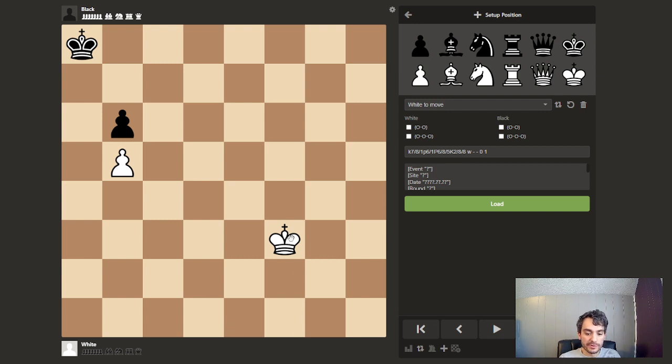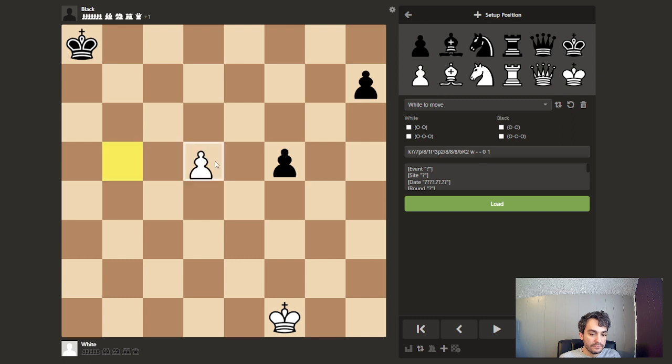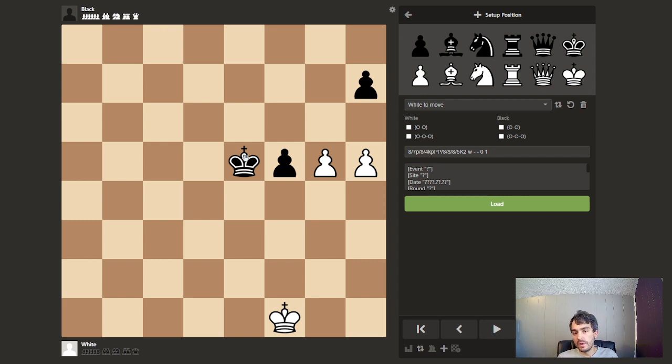So let's set up position number 7. Okay, and this is white to move, and white seems to be in a bit of trouble here because black is much closer to the pawns. He might just be threatening to move over and gobble these pawns, or something like that. So what do we do here?